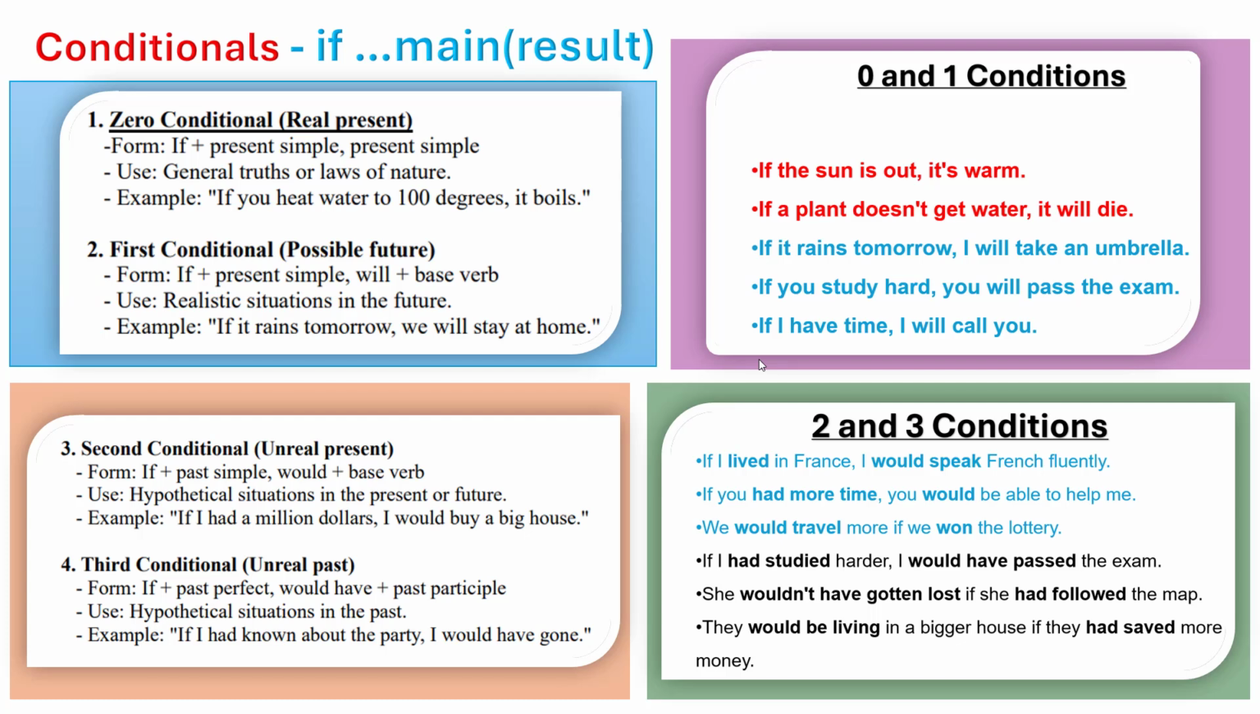If I had studied harder, I would have passed the exam. If I had studied harder in the past, I would have passed the exam also in the past. Both of them have happened, are done. She wouldn't have gotten lost if she had followed the map. So if she had followed the map in the past, she wouldn't have gotten lost. Both of them are in the past. They would be living in a bigger house if they had saved more money. So if they had saved more money, they would be living in a better house.